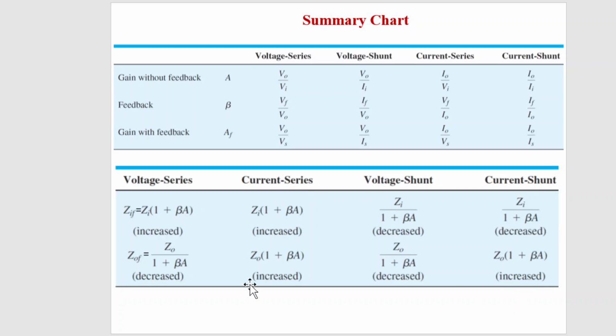So here is how you can remember: input impedance is increased for both voltage series and current series. Output impedance is decreased for voltage series and voltage shunt. Similarly, input impedance is decreased for voltage shunt and current shunt. So you can remember the table in a summarized way.